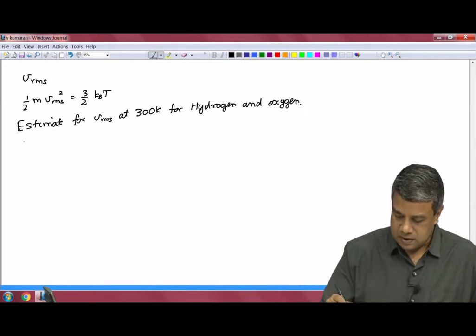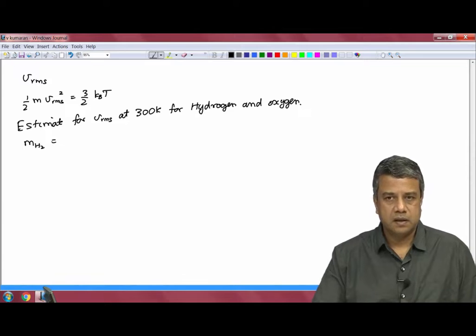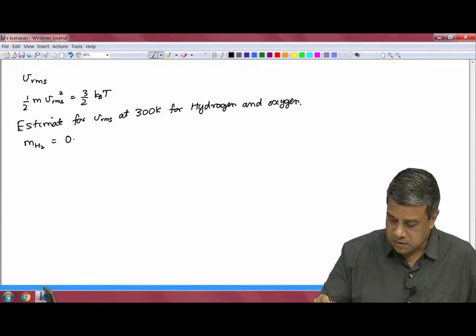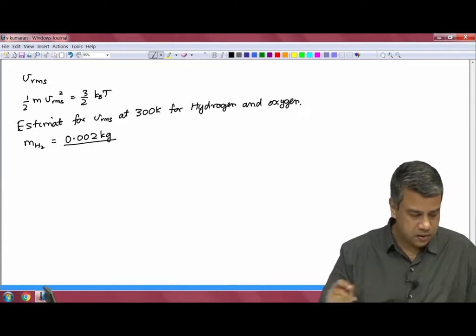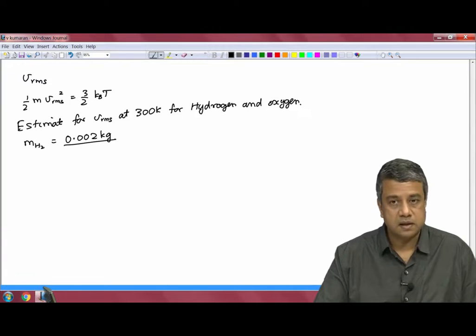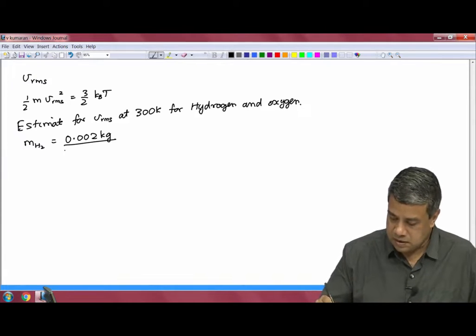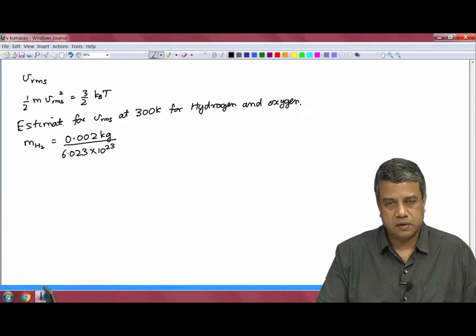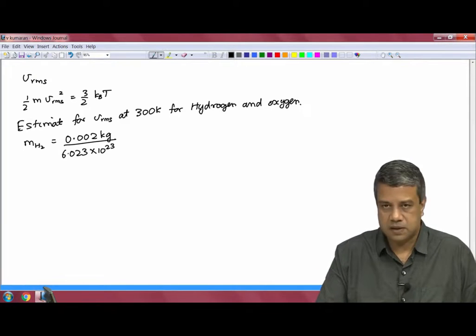The molecular mass for hydrogen: 1 mole is 2 grams, that is 0.002 kg, 2 into 10 power minus 3 kg. That is 1 mole. It contains 6.023 into 10 power 23 molecules. So 1 mole contains 6.023 into 10 power 23 molecules, and it is equal to 2 grams.